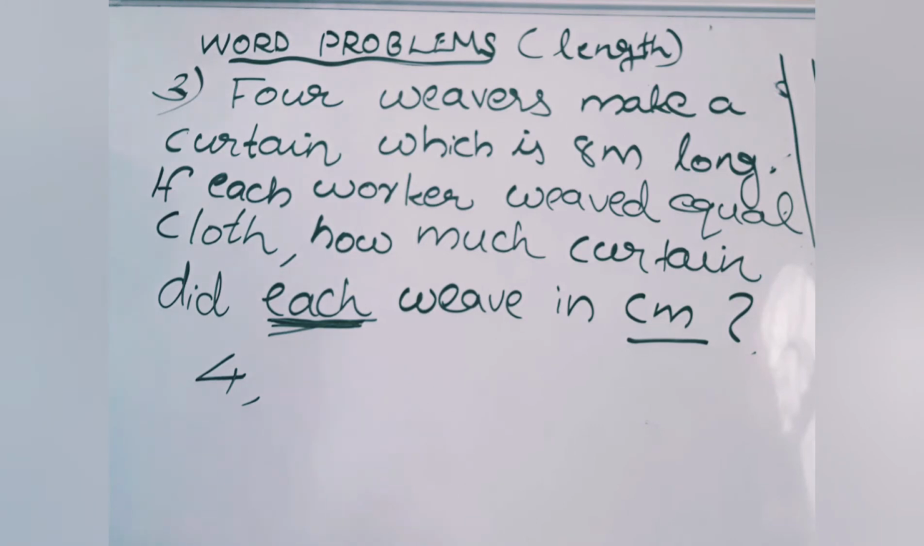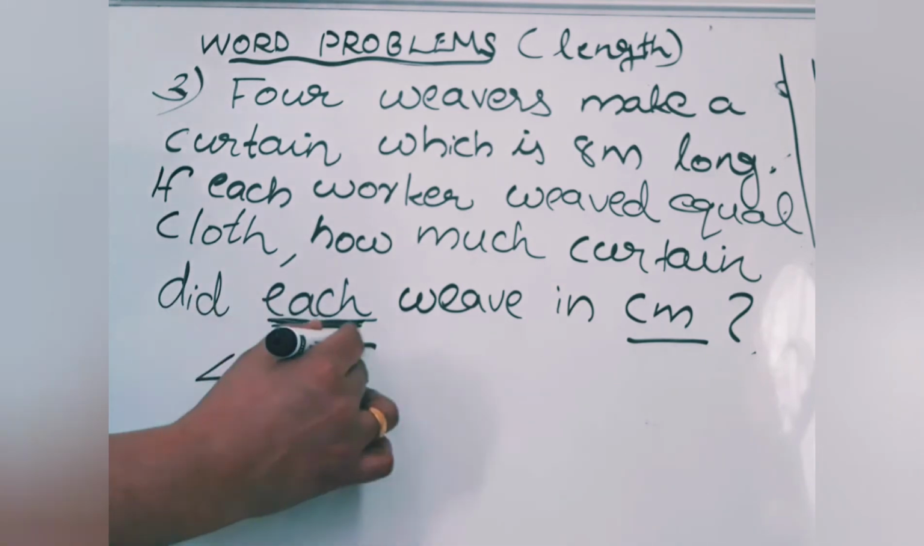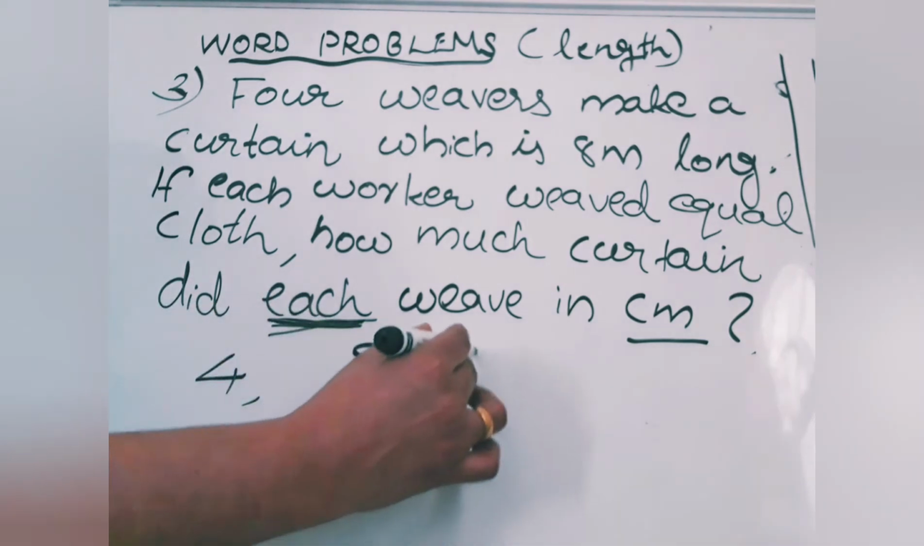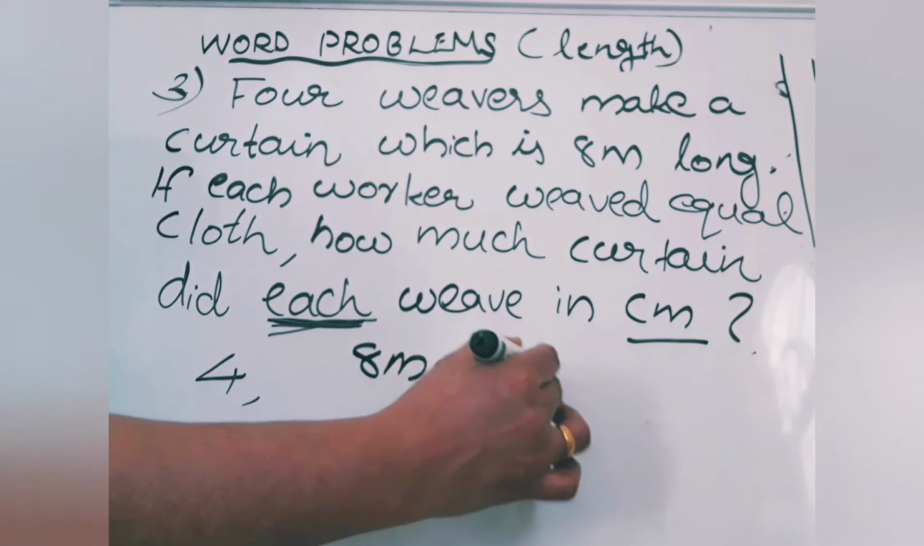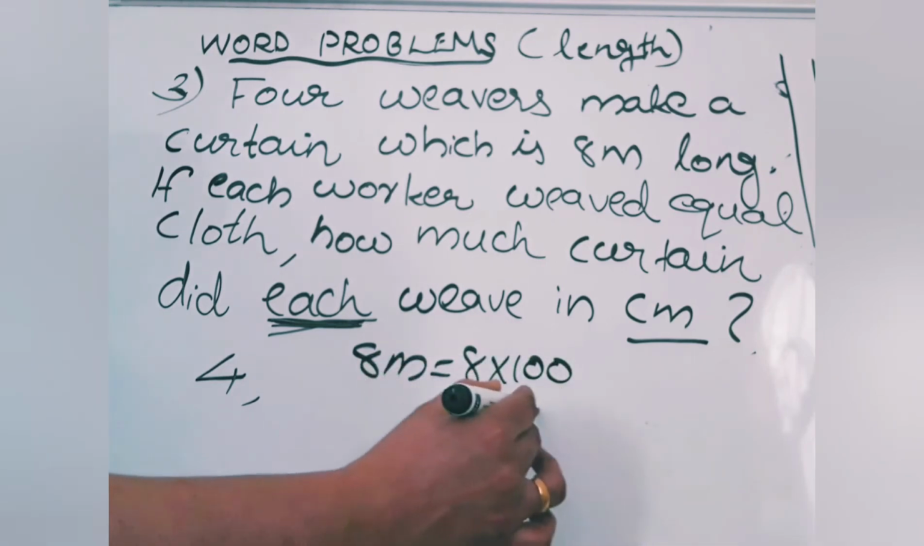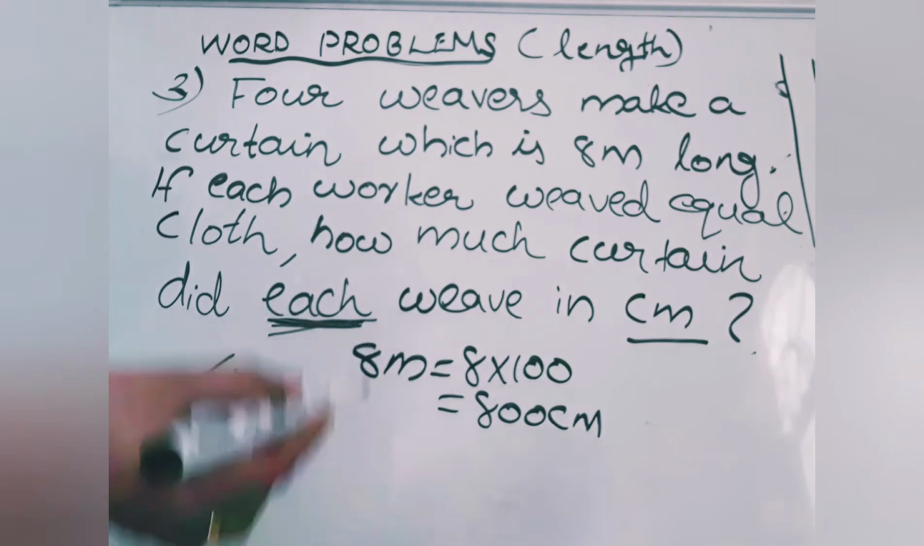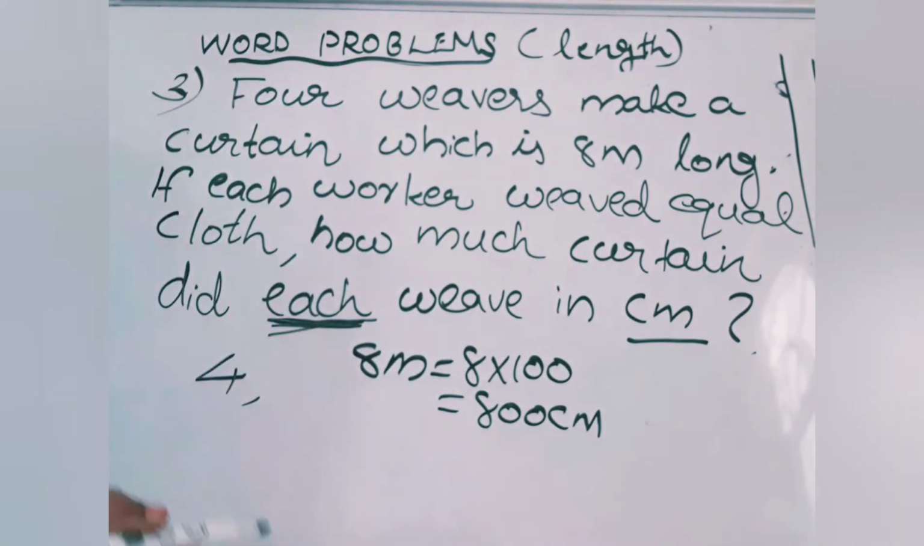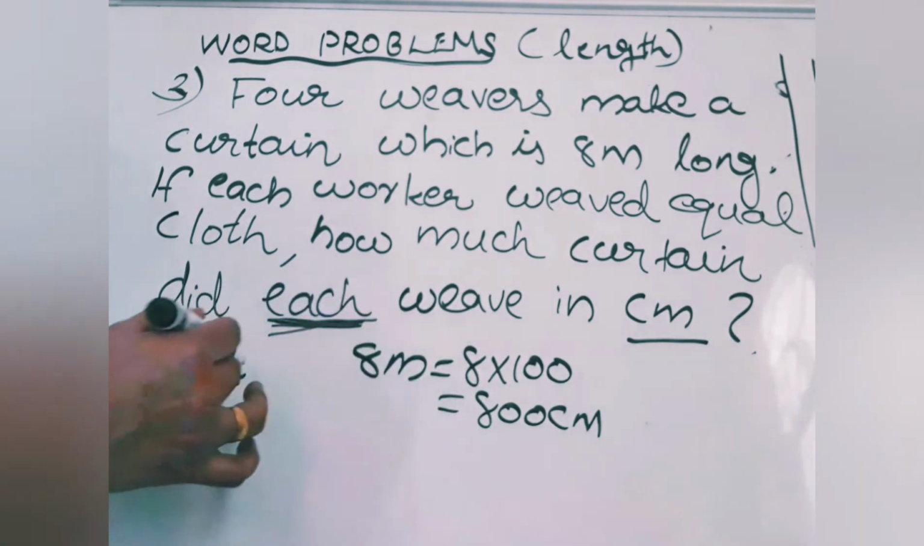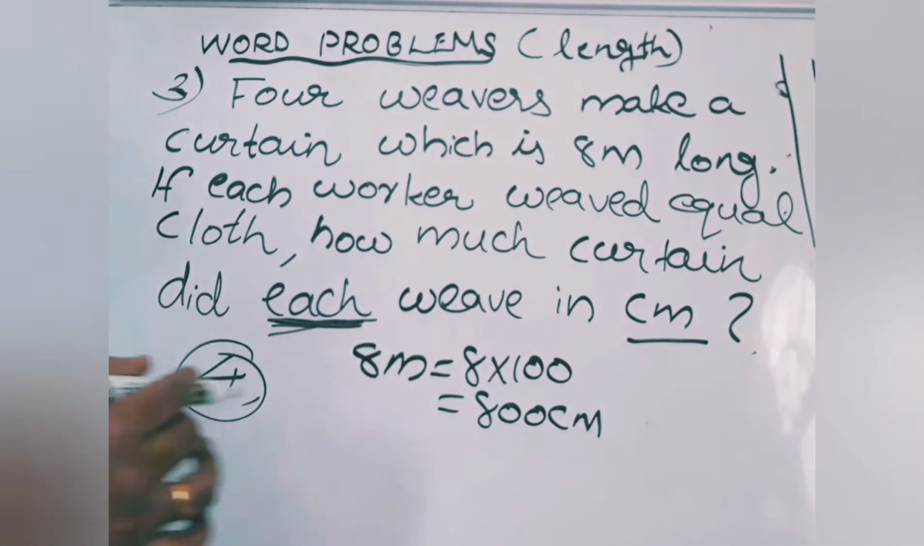So directly, first itself we will convert into centimeter, because our answer we should find in centimeter. We know that 8 meter is equal to 8 into 100, which is 800 centimeter, right? So 800 centimeter is the total length of the cloth. There are 4 weavers. So how much did each one weave?